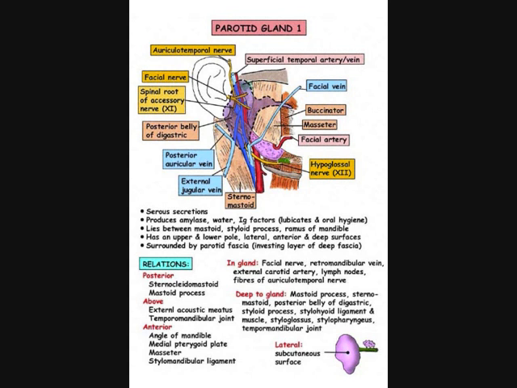Medially or deep to the gland there is the mastoid process, the sternomastoid, the posterior belly of the digastric, the styloid process, the stylohyoid ligament and the muscle, and the styloglossus, stylopharyngeus, and the temporomandibular joint. Its duct passes over the lateral surface of masseter and then pierces buccinator to enter the mouth at the level of the second upper molar tooth.